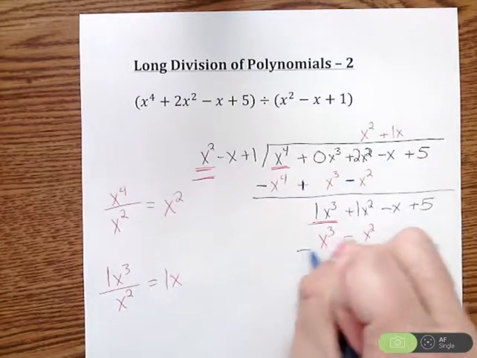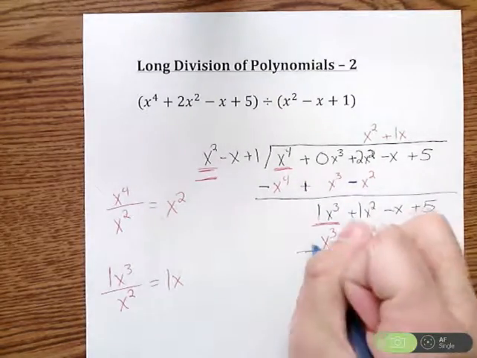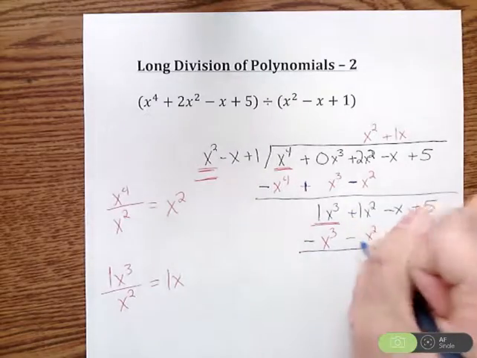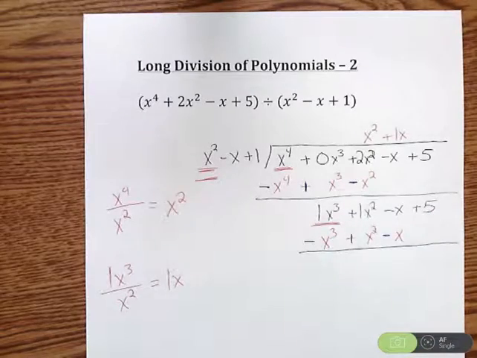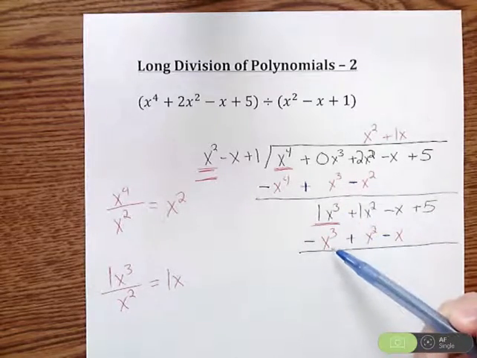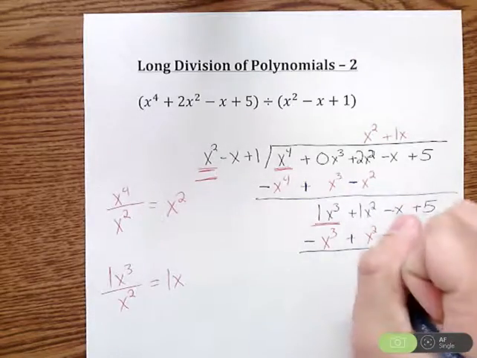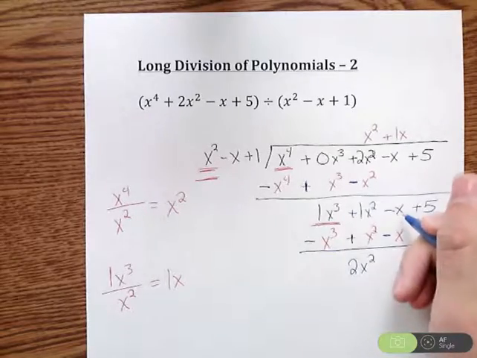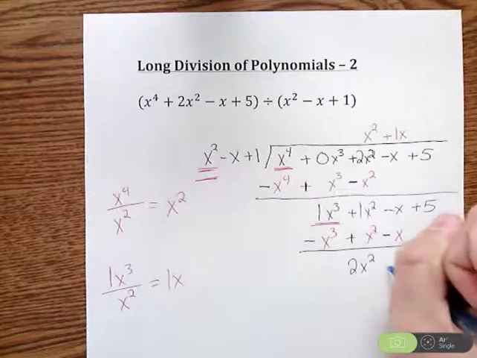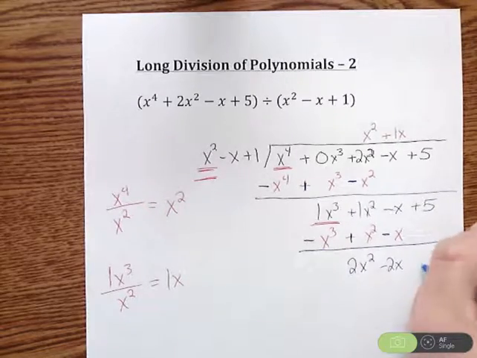We're going to subtract off what I just wrote down. So all pieces are being subtracted, so all signs are going to change. This now becomes negative. This is now positive. This is now negative. x cubed minus x cubed, that's 0. x squared plus x squared is 2x squared. And negative x minus x, negative 2x. And that 5 is just going to come down.